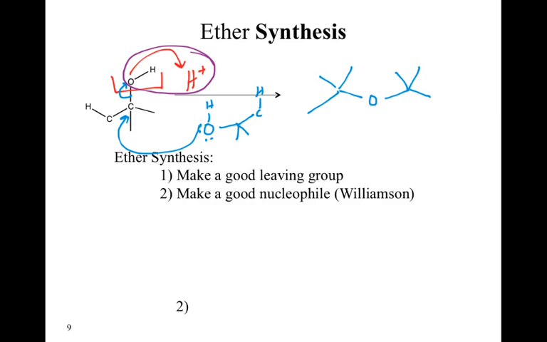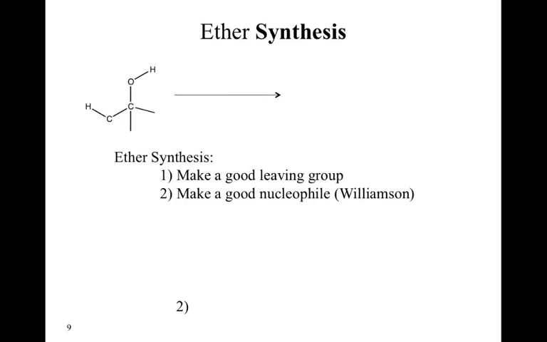The other option is to make a good nucleophile. This synthesis was thought up by Williamson, and it's referred to as the Williamson ether synthesis. So if we still look at that alcohol, how can I possibly make a better nucleophile? Well, where's the nucleophile? The nucleophile is that oxygen with the lone pairs. For it to become a strong nucleophile, I need to get it a negative charge, which means that species needs to donate hydrogen to something.